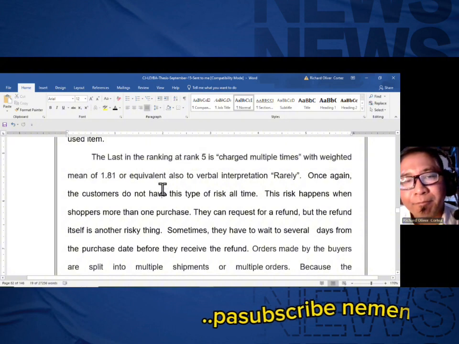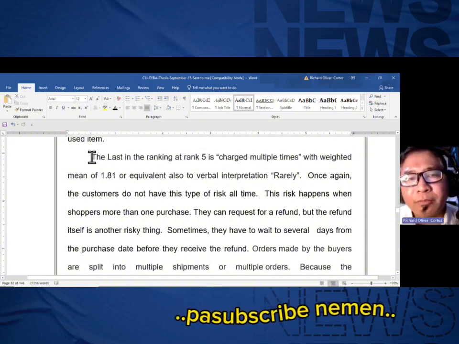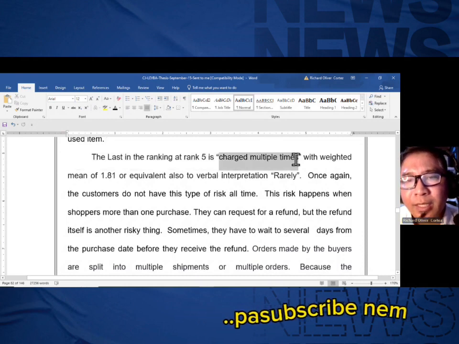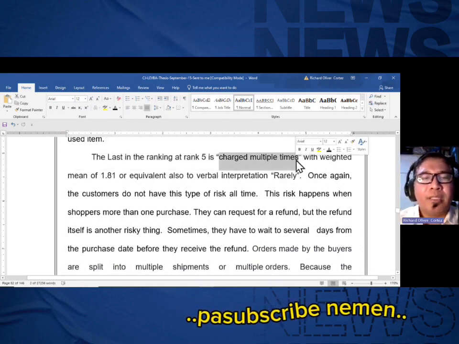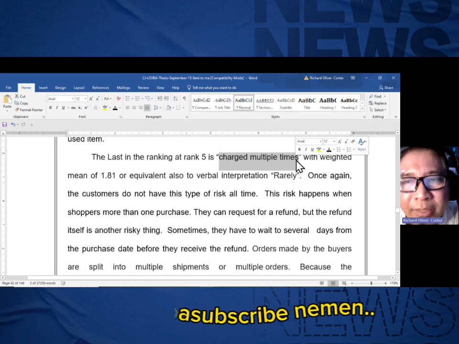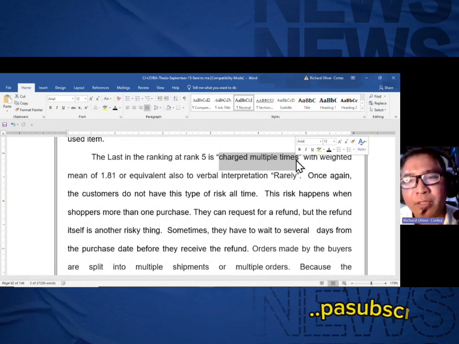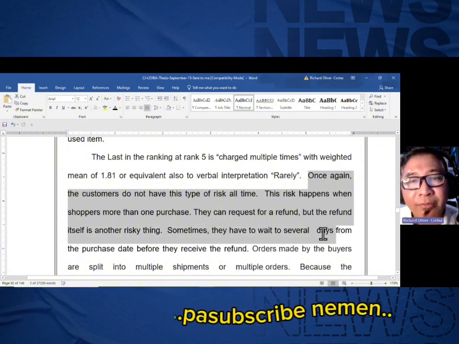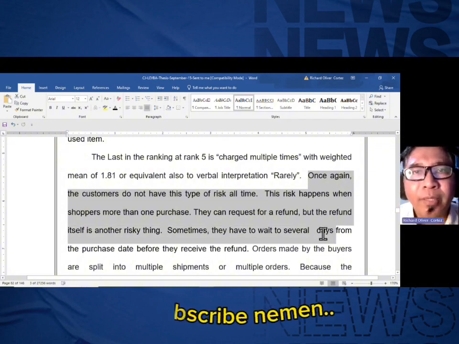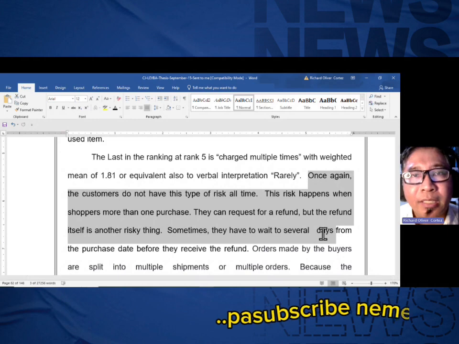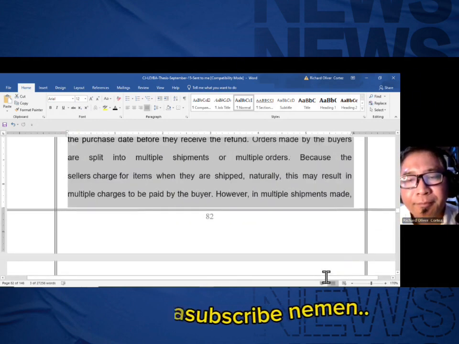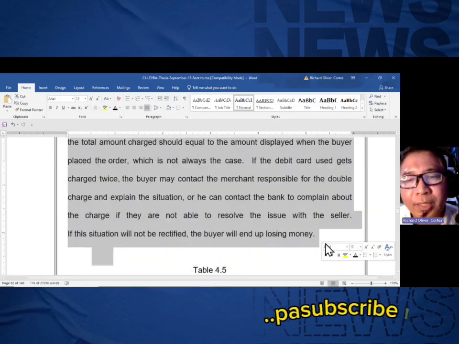Para sigurado ka. Alam mo dapat yung reason bakit yung charge multiple times na risk ay rank number 5 or last in the ranking. So, anong reason? So, you will reason out bakit. So, ito yung kanyang reason, no? For rank number 5 or last in the ranking. Ayan. So, you give the rationale dito.